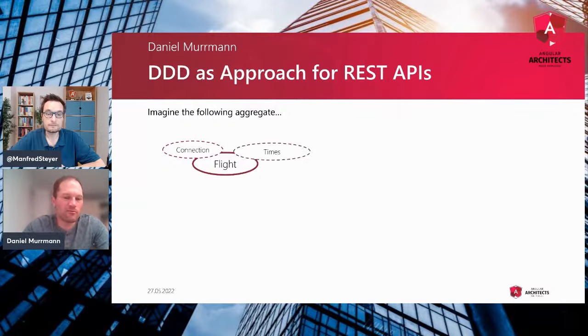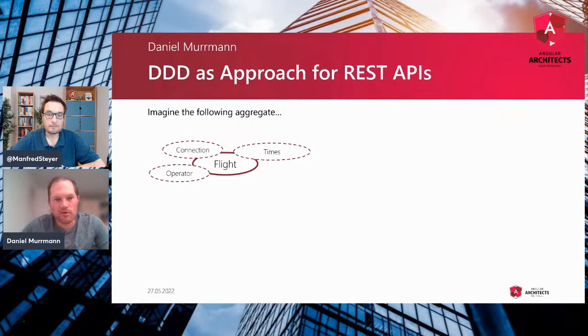We have times, so maybe we have a flight with the same connection, but this connection is used at different times. And what we also need maybe is an operator. Maybe we can have the same connection with the same operator at different times, or the same connection at the same time with different operators. So those are the things which make up a flight, and those things, the connection, the times, and operator, are called a value object in DDD.